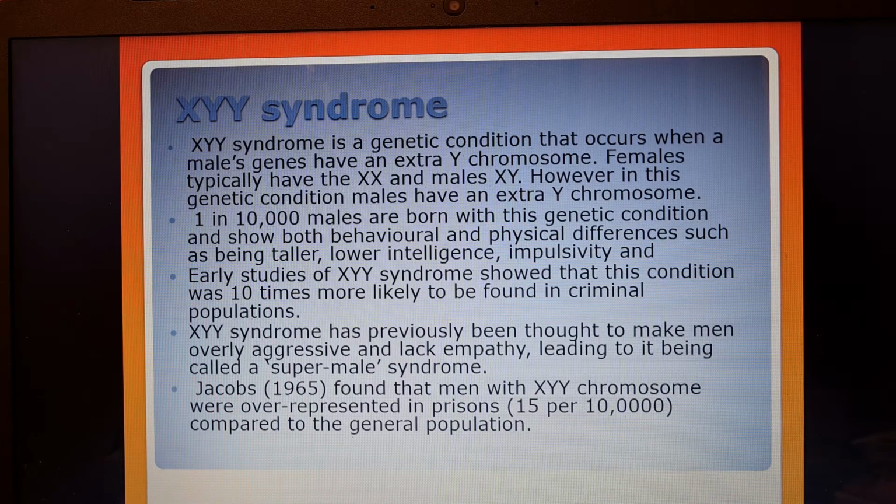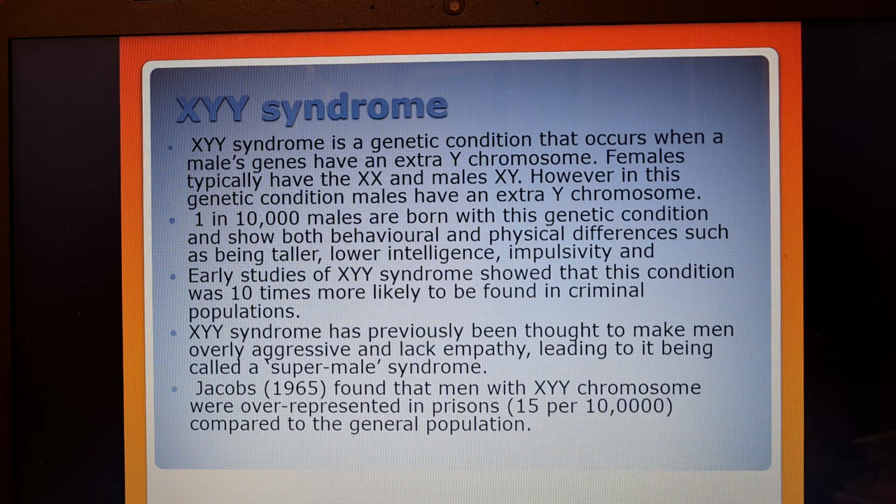Early studies of XYY syndrome have shown that this condition was 10 times more likely to be found in criminal populations, so people that were in prisons. XYY syndrome has also been thought to make men overly aggressive. The Y chromosome that males have makes them more aggressive because of testosterone, so if we've got another Y, then it's going to make somebody even more aggressive, also lacking empathy, leading to something called super male syndrome. It's sometimes known as that.